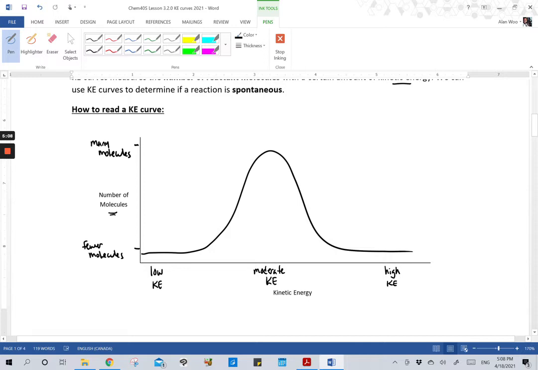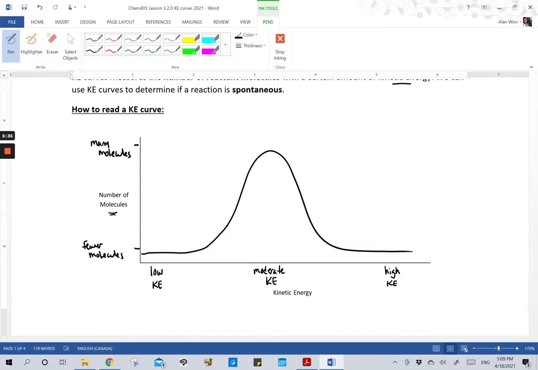When we're looking at a KE curve, it's different from a potential energy curve because we're always interested in the number of molecules that have a certain amount of kinetic energy. Usually, the mathematical physics side of this is that we look for the area underneath the curve, but for chem, we'll just point out which areas would have more molecules or fewer molecules.